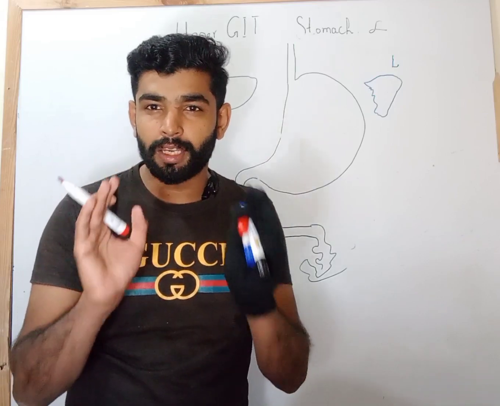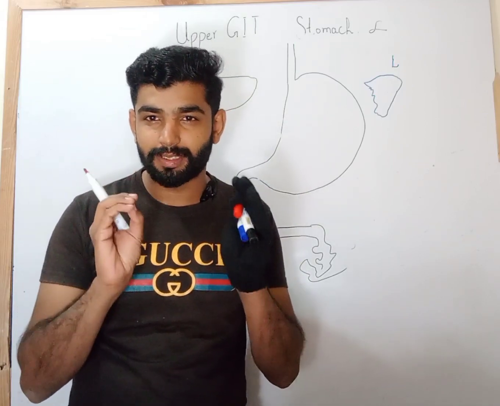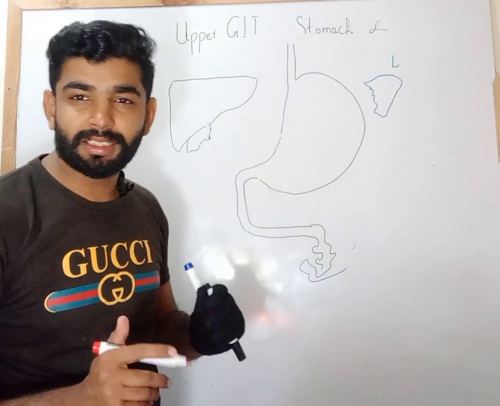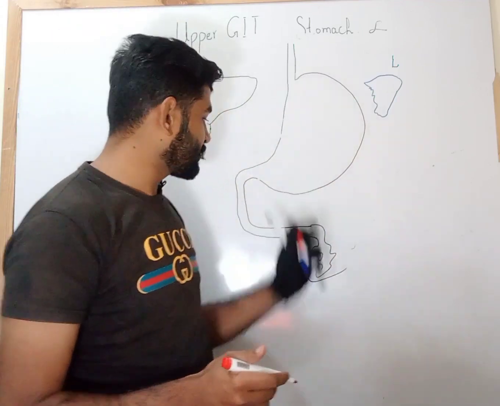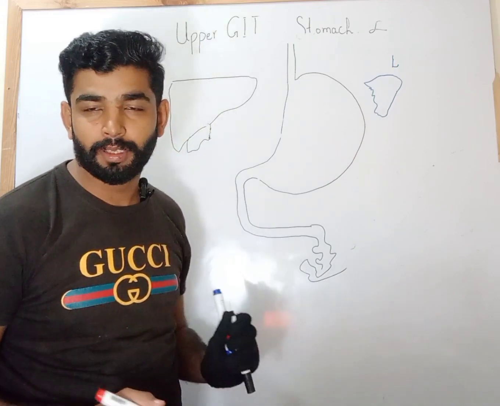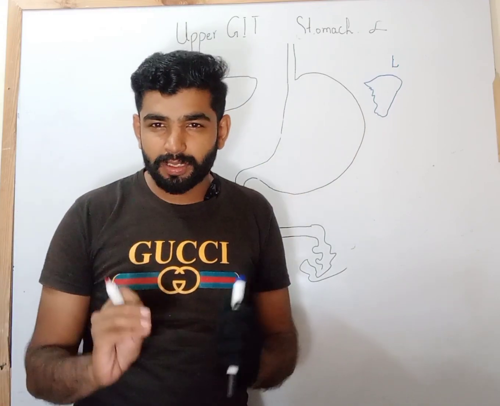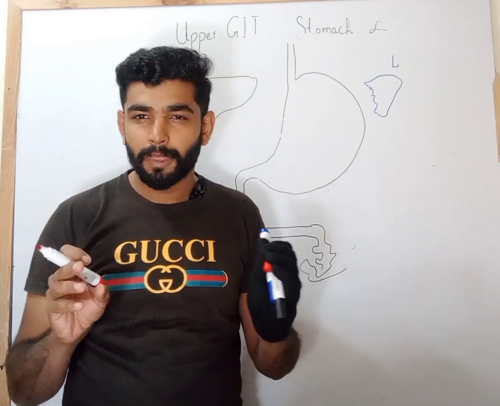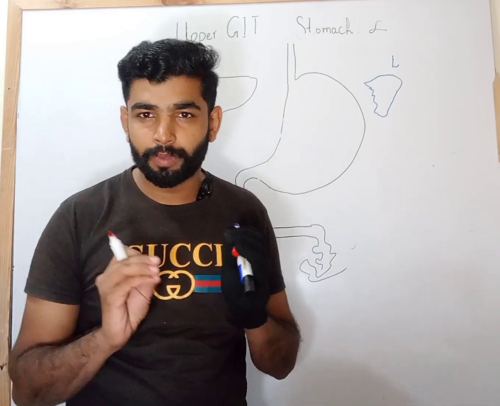The stomach is the most dilated portion of the gastrointestinal system. In this case, it is between the esophagus and the intestine. Firstly, we will discuss the arterial supply. It's mainly supplied by the celiac plexus.